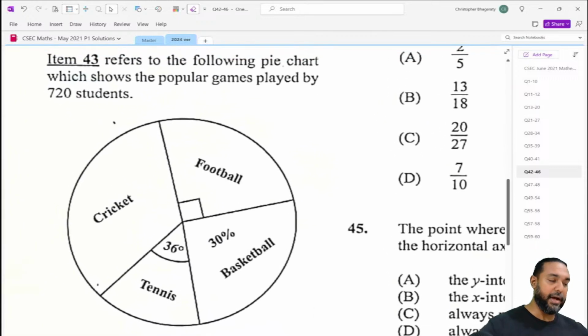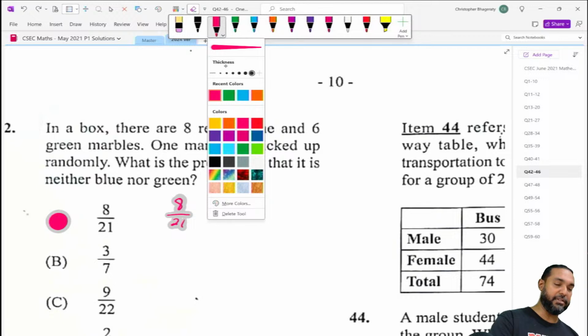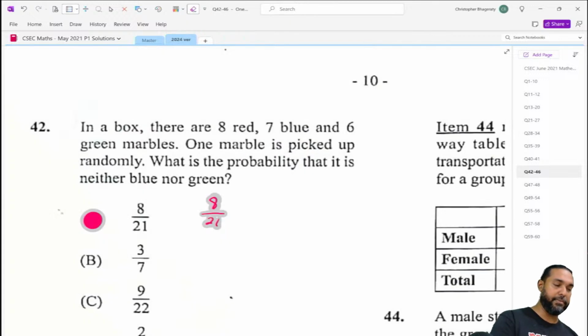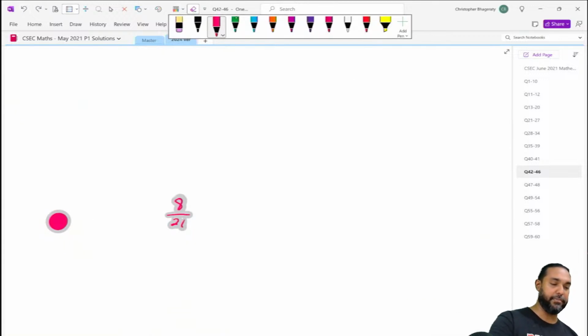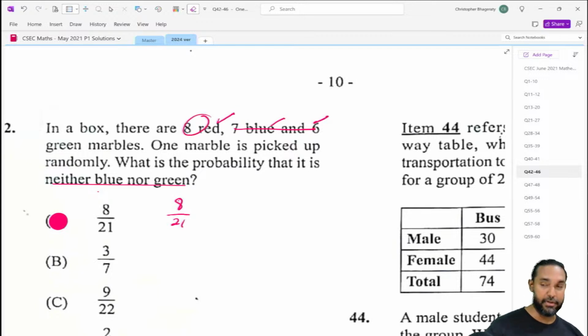Yeah, we did. Item 43 refers to the following pie chart, which shows the popular games played by 720 students. Sorry, hold on. How did we get A? Right, we took the total number of red. Yeah, because it asked us for neither green nor blue. So if you have red, blue, and green, what neither blue nor green is, is 8, out of a total of things.